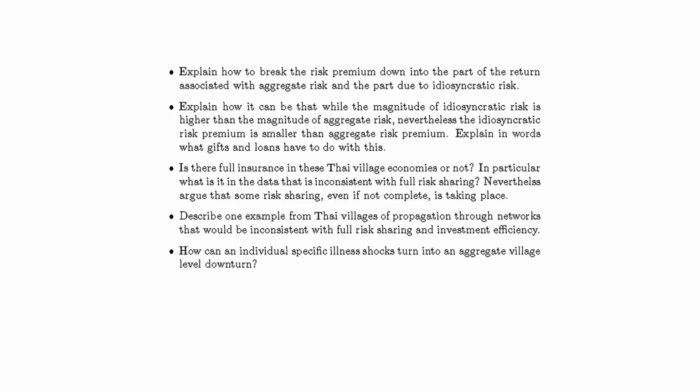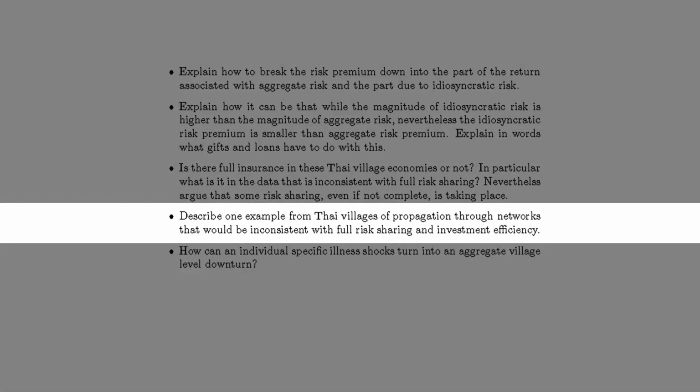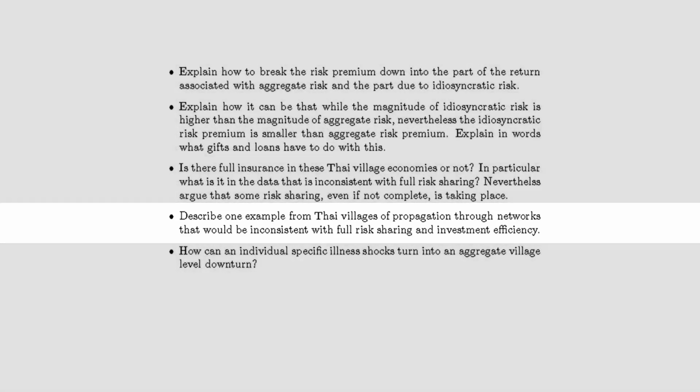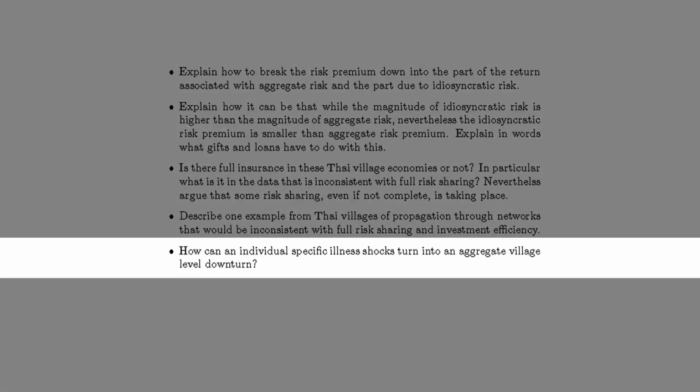Okay, thank you. There's one more, see if we can get it in. Describe one example from Thai villages of propagation through networks that would be inconsistent with full risk sharing and investment efficiency. I'm abbreviating. This happened at the end of the lecture, just as a hint. Can someone describe what we did at the end of the lecture? It's kind of given away here in this bullet point, but I'll read it out anyway. How can an individual specific illness shock turn into an aggregate village level downturn?